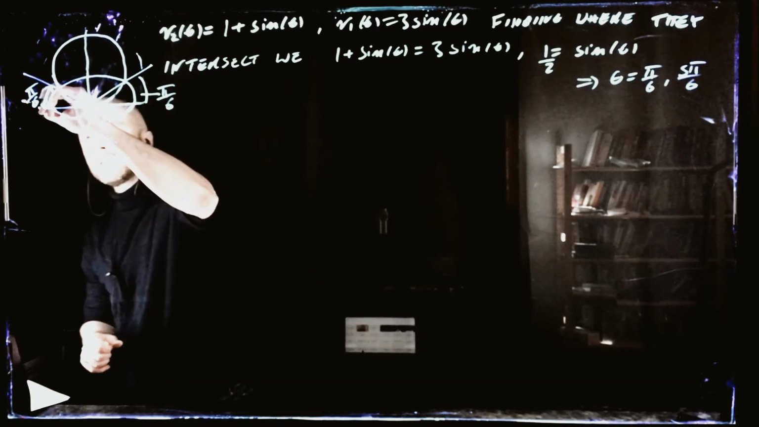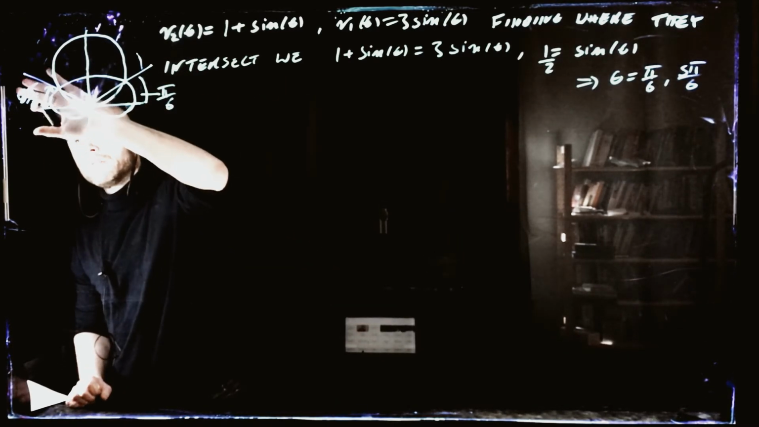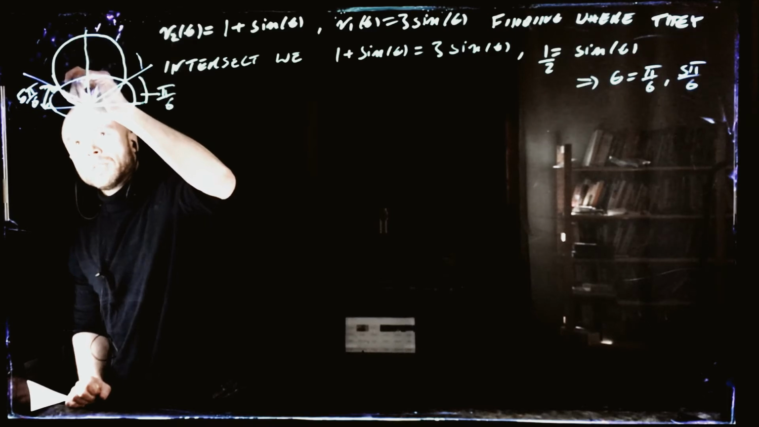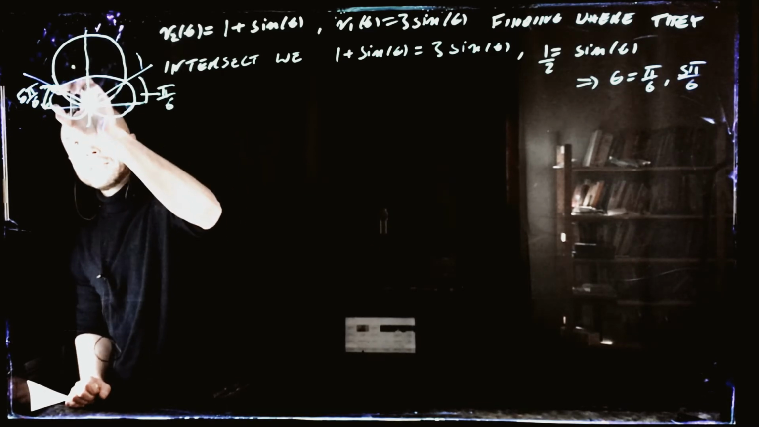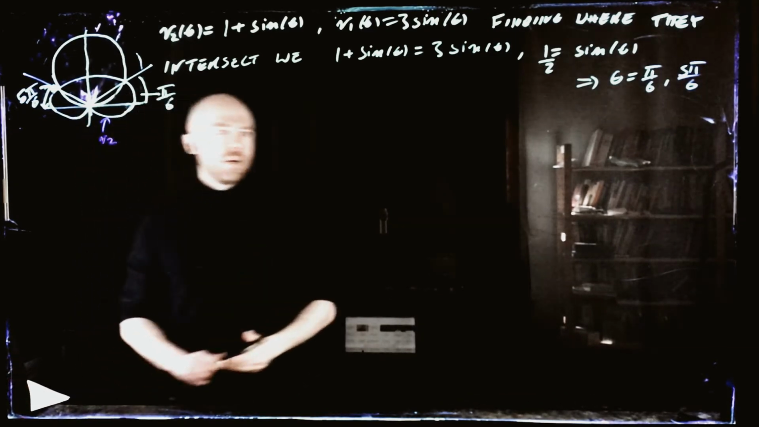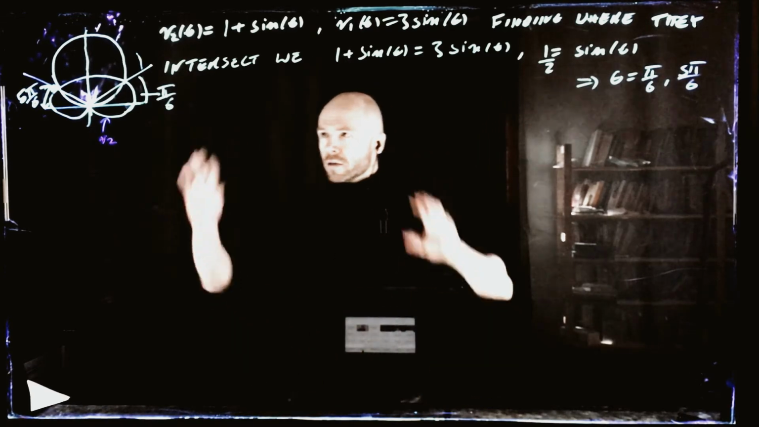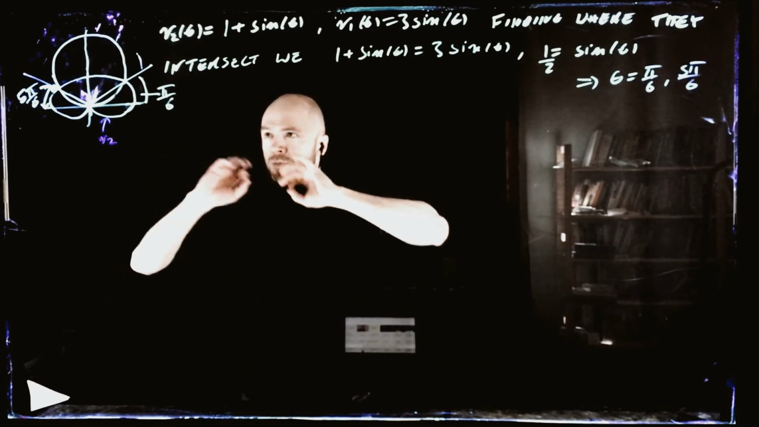Oops, and I wrote this wrong. This is 5 pi over 6. Okay, no, I wrote it right, but let me specify. So this is the angle 5 pi over 6, and this width is pi over 6. Okay, cool. So those are the angles where they intersect.